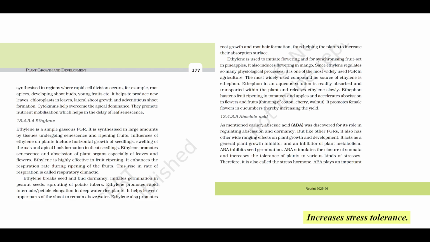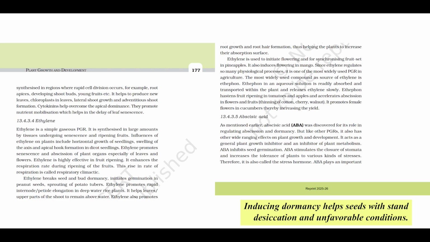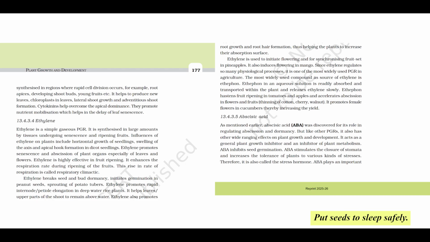Increases stress tolerance. Exactly. It's crucial for seed development, maturation, and dormancy. Inducing dormancy helps seeds withstand desiccation and unfavorable conditions. Puts seeds to sleep safely. Good way to think of it. Yeah. And remember, in most situations, ABA acts as an antagonist to GAs, especially regarding dormancy. GAs break dormancy. ABA induces it. The push-pull between ABA and gibberellins. Yes. So ABA is the plant's stress manager, the dormancy switch.